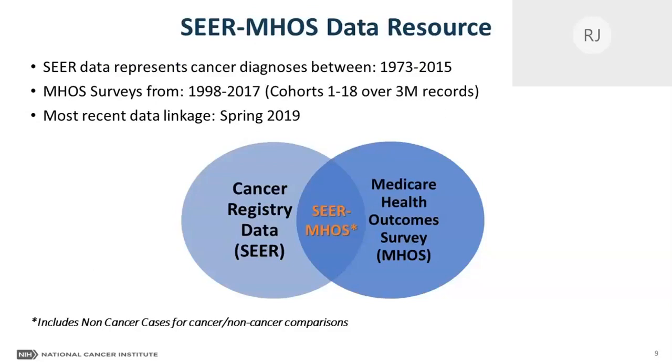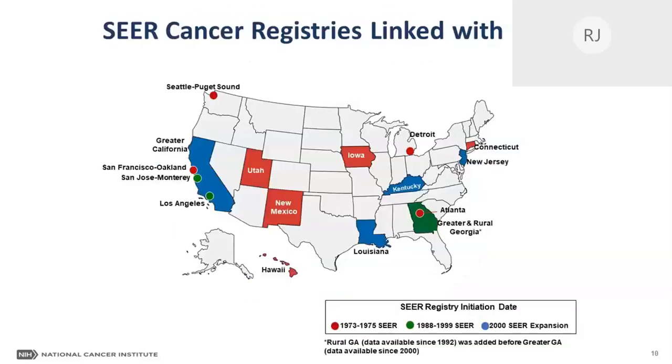And also please note that the SEER-MHOS data resource also includes non-cancer cases to provide a comparison group to the cancer cases. This map displays those cancer registries that are included in SEER-MHOS. SEER-MHOS does not include Alaska Native and Arizona American Indian registries.